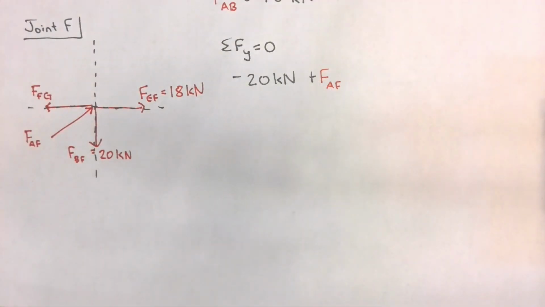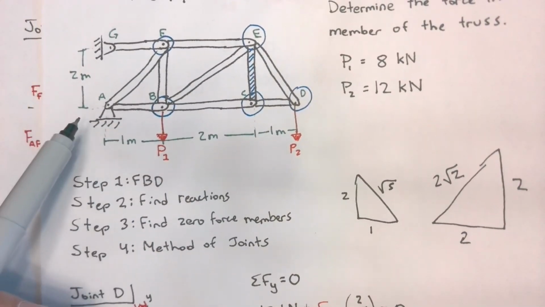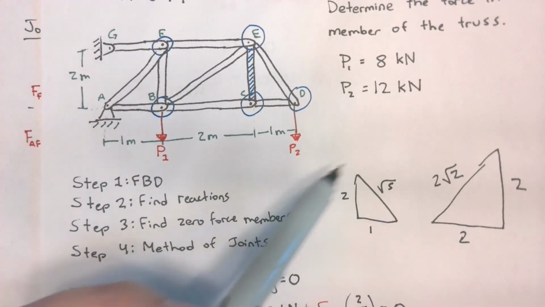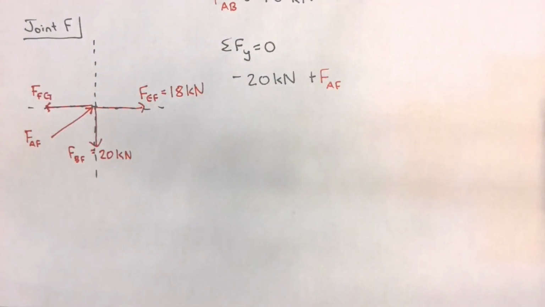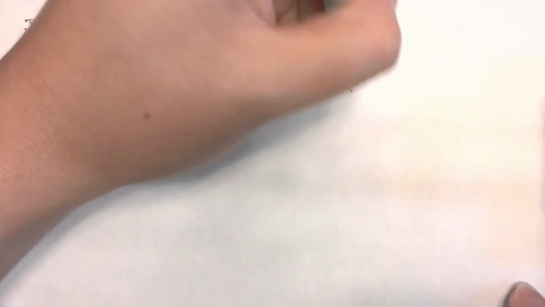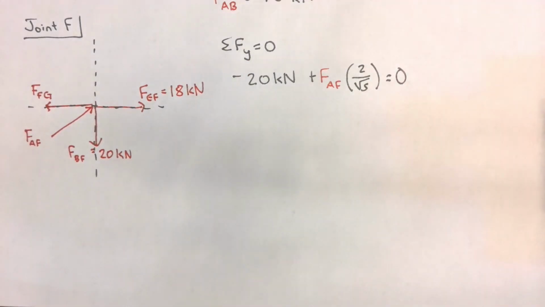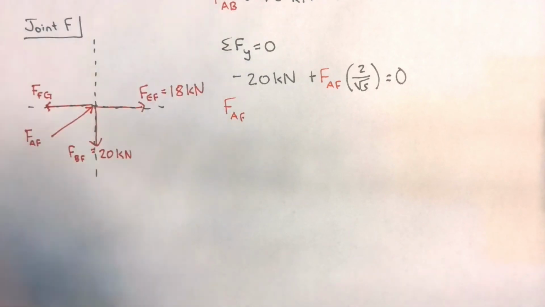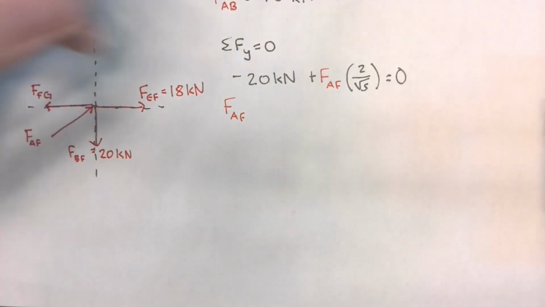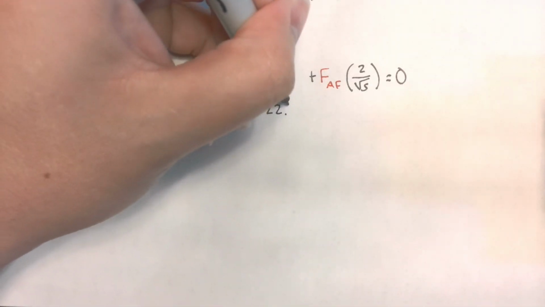This is the entire force. I only want the y component, so I want the slope. This is 1 meter in the horizontal, 2 meters in the vertical, so it will have this shape. That means that the slope should be 2 over root 5. Those are all my forces in the y direction, so this equals 0. And now I can solve for my unknown force AF. Force AF is equal to 20 kilonewtons divided by this slope, and I get that that is approximately equal to 22.4 kilonewtons.